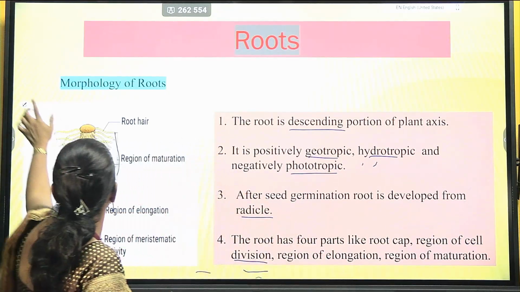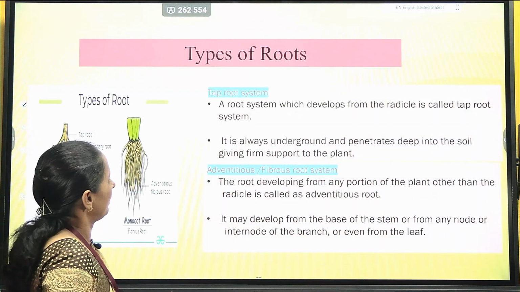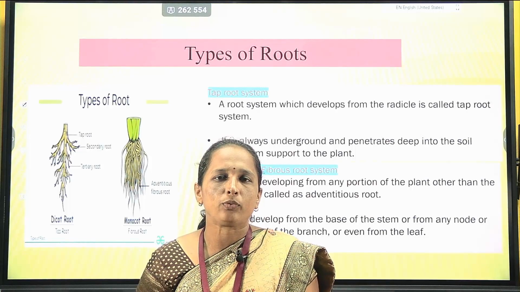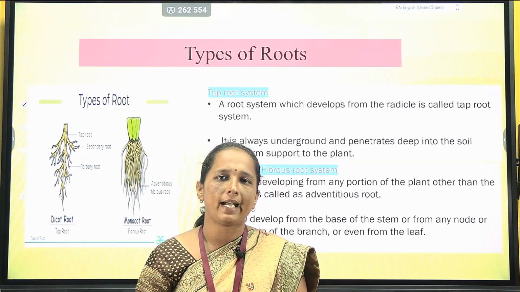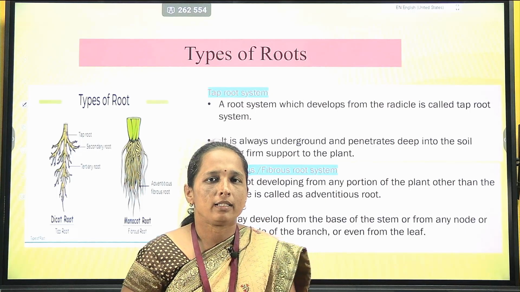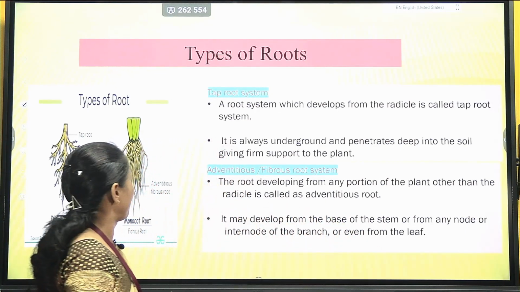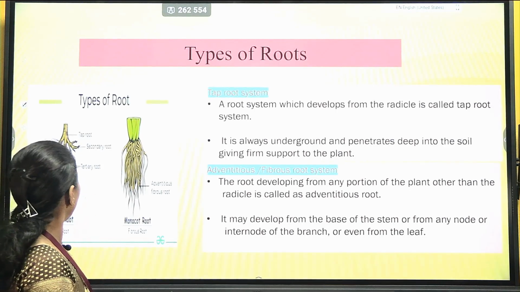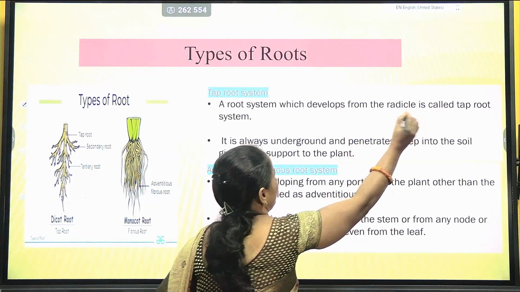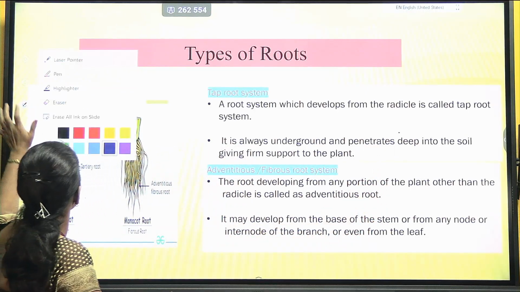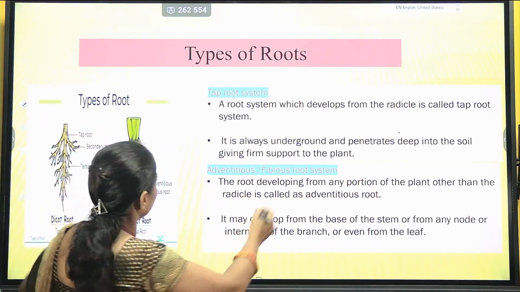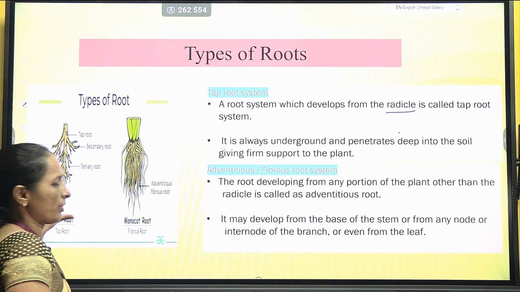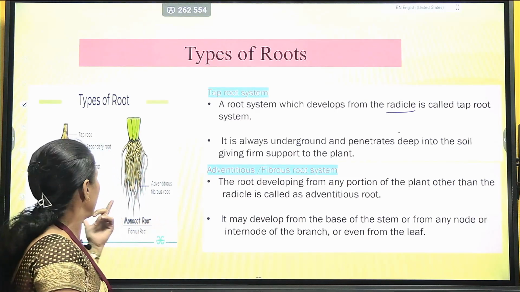Next one, that is types of roots. The root systems are divided into mainly two types, that is taproot system and adventitious root system. The first one we see is the taproot system. This develops from the radicle. This root system is also called a true root system.